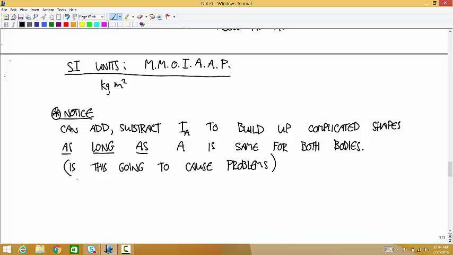It turns out there's an easy fix for that called the parallel axis theorem. But this is going to be sort of a key thing for using these formulas. So no, but you do have to be careful.